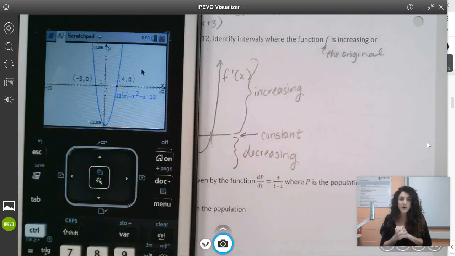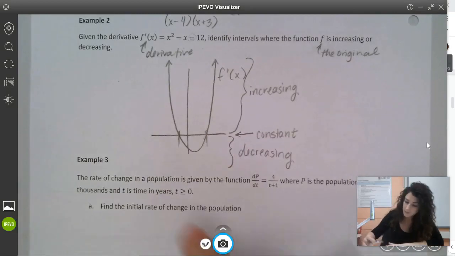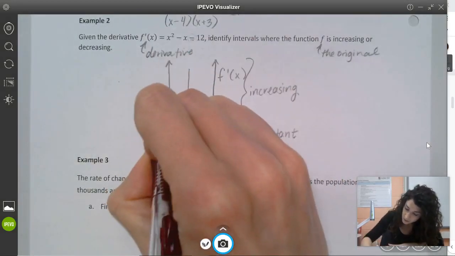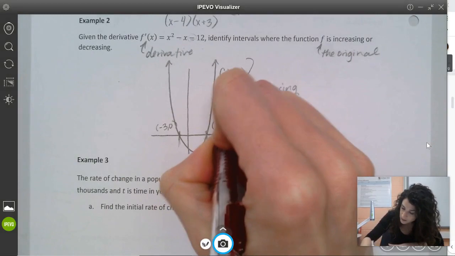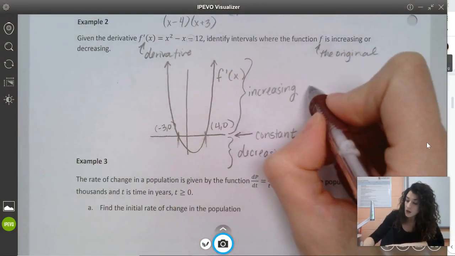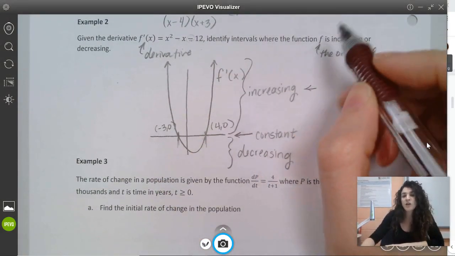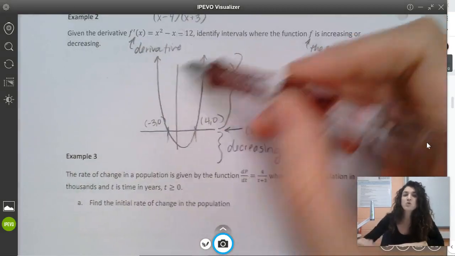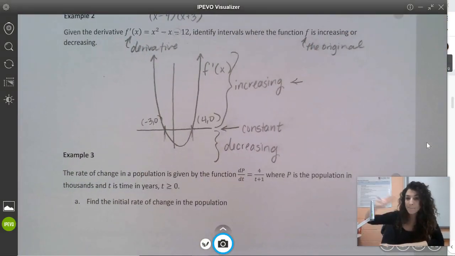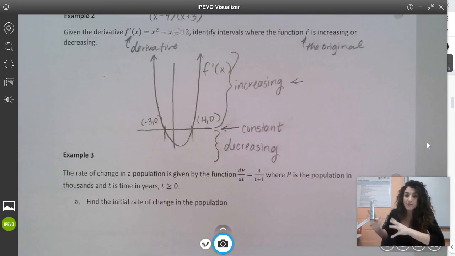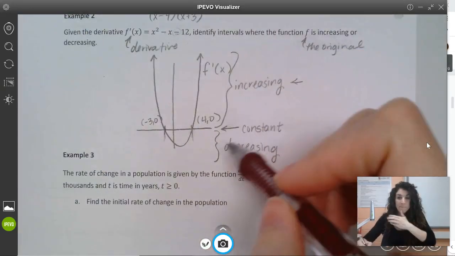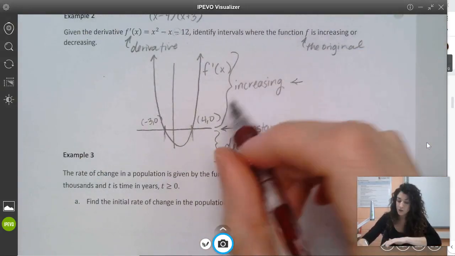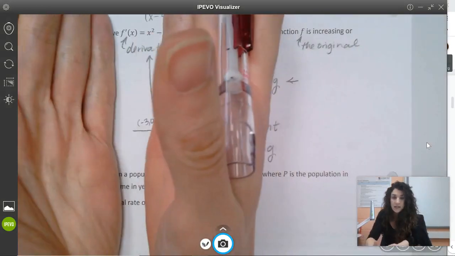So it tells you that that is your x-intercept as well. So calculator or algebraically, it's all there. Negative 3, 0 and 4, 0. So your original function is increasing when your derivative function is above the x-axis, when it's positive. That's it. So we are above the x-axis on two intervals with this derivative function.